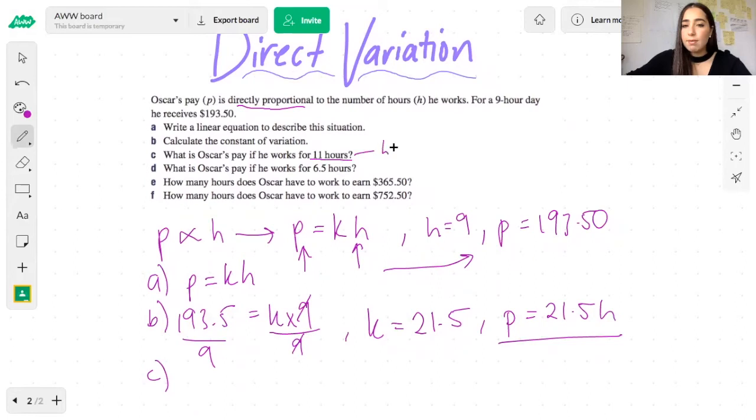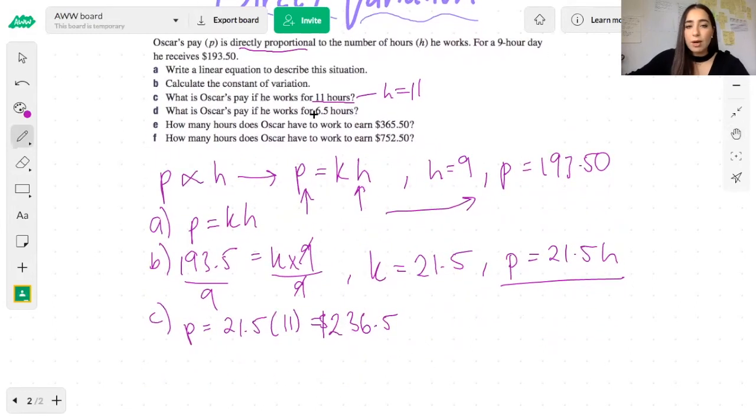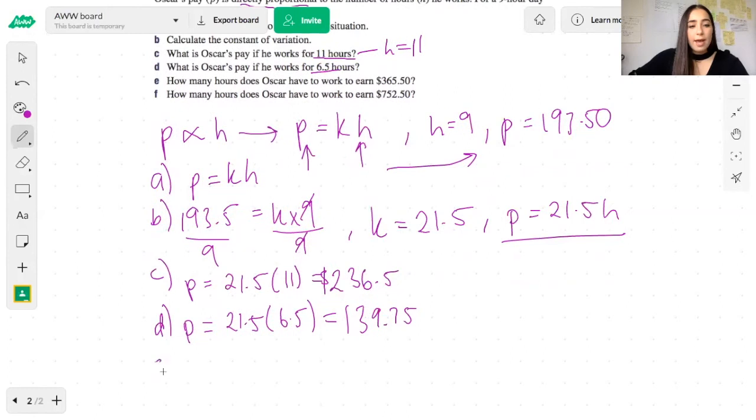Now C says, what is Oscar's pay if he works for 11 hours? If he works for 11 hours, then H is 11. So P equals 21.5 times 11, which is 236.5. That's how much he gets paid if he works 11 hours. Now D says, what is Oscar's pay if he works for 6.5 hours? Same thing: P equals 21.5 times 6.5, which is 139.75.